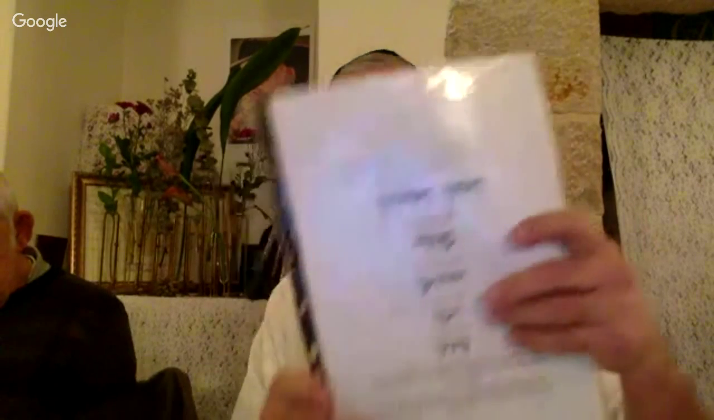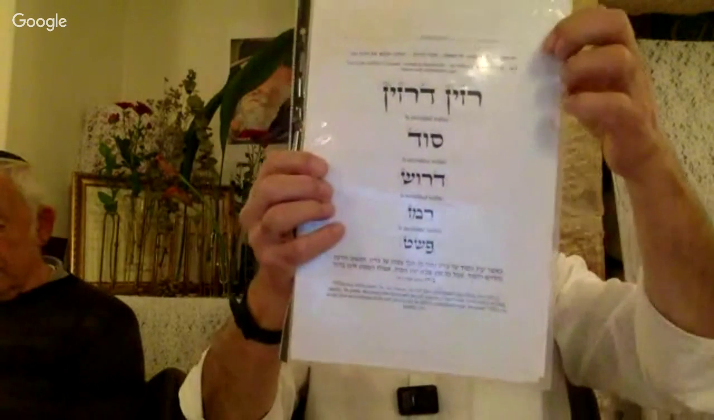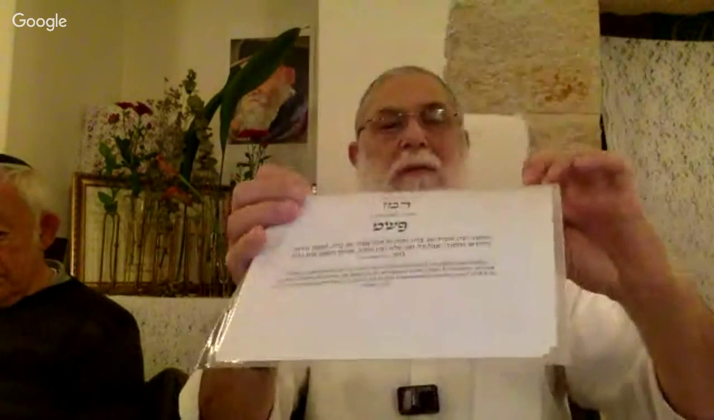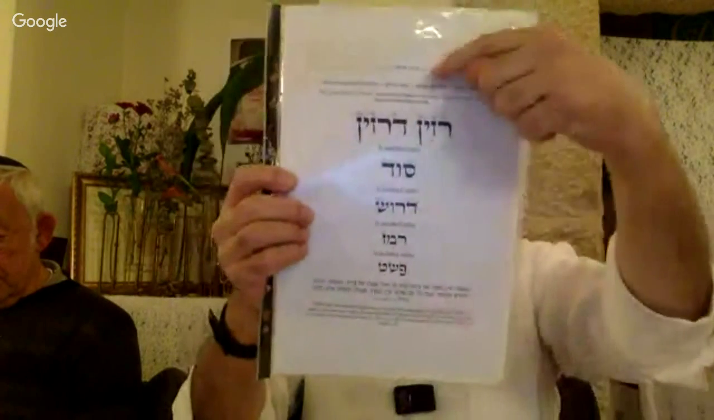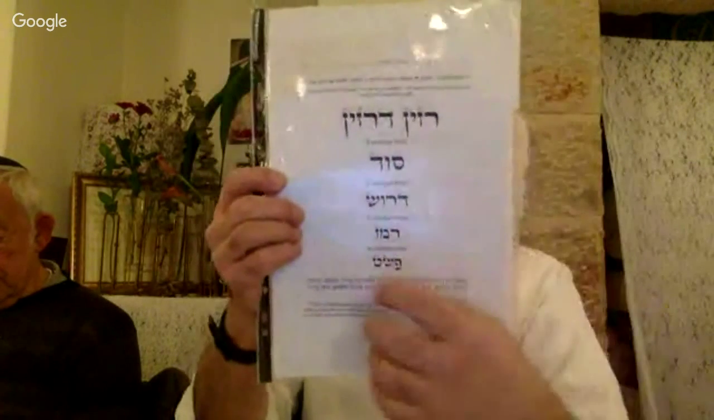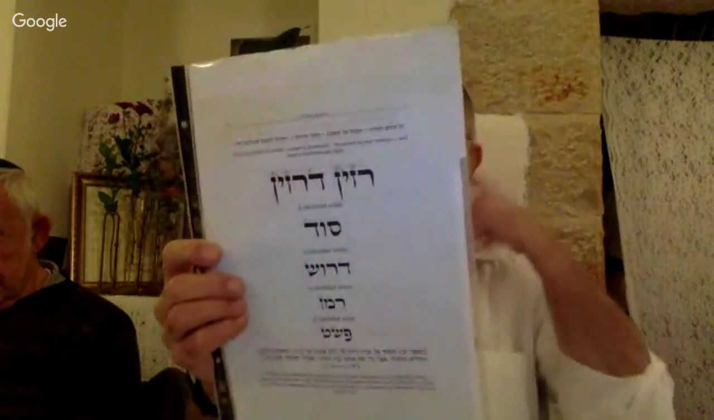It's also a 5-level system. There's Pshat, Remez, Drush, Sod, and Razin. What is it? Razin de Razin. It's a 5-level system that when you go up to the top and you come back down into the bottom, you see that all of the Pshat also is everything. It has everything you need.